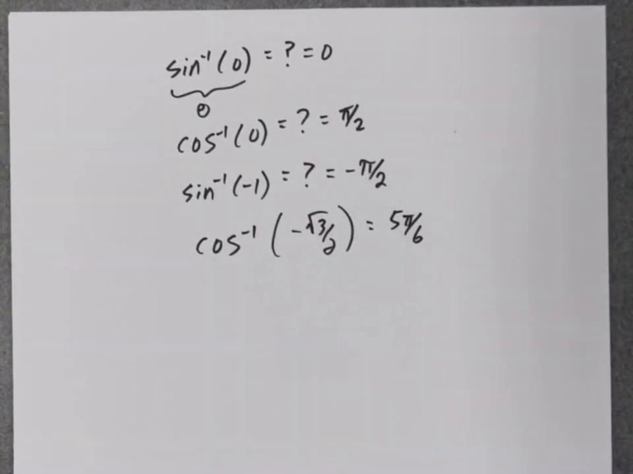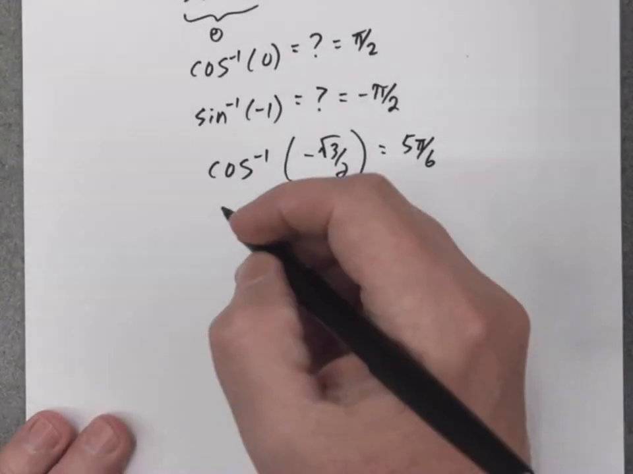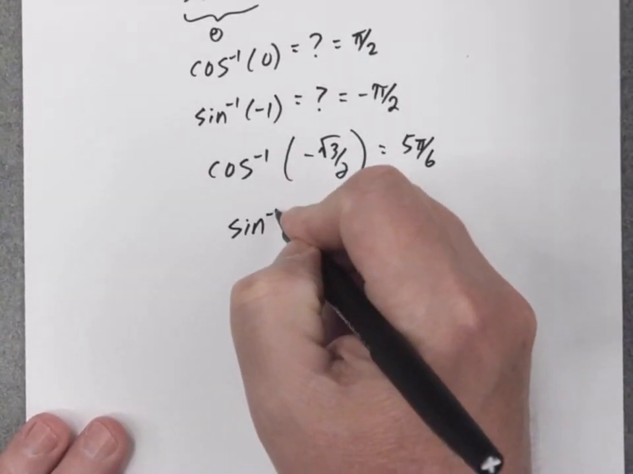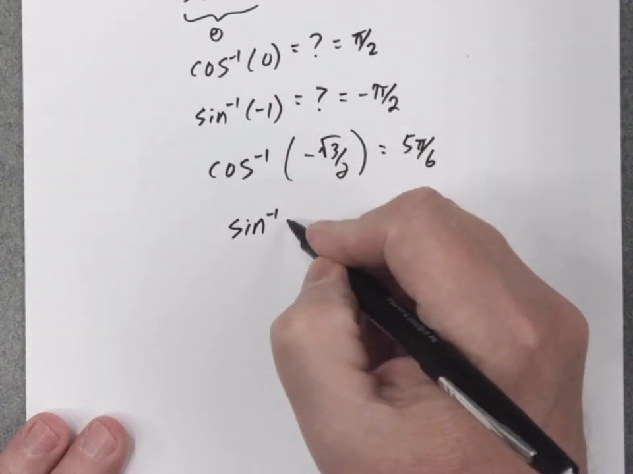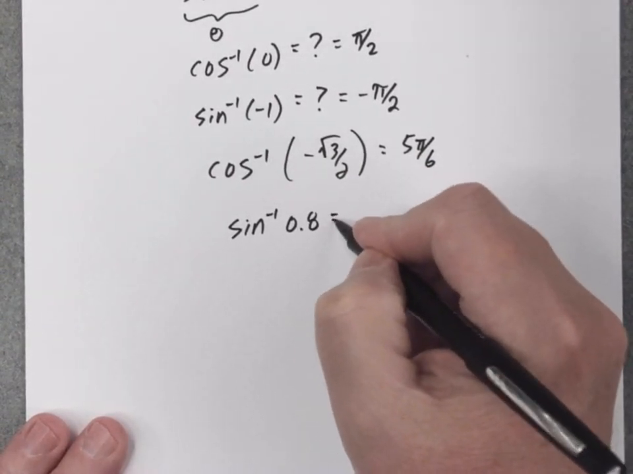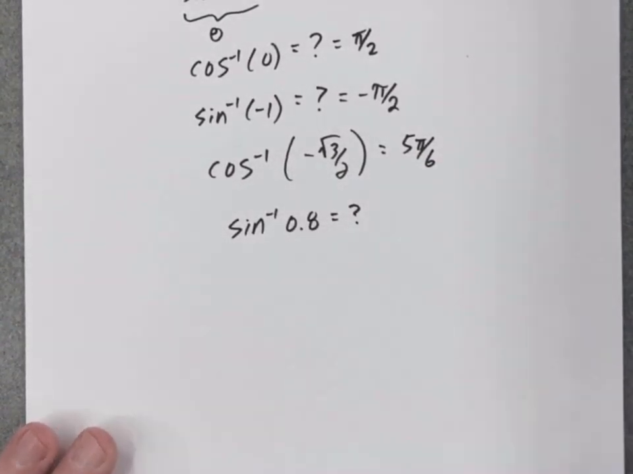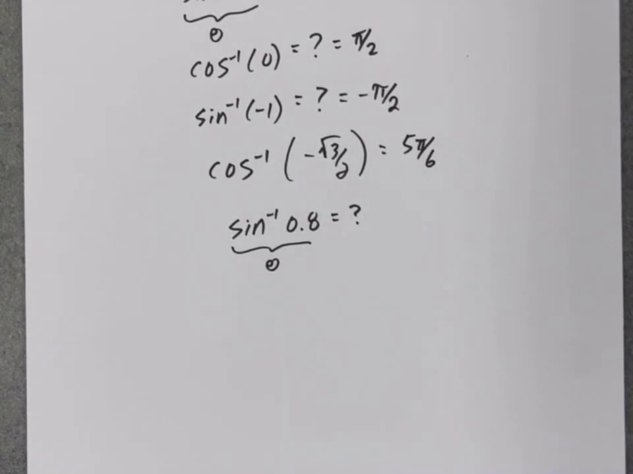Now there are going to be some problems where we are asked to find inverse trig functions of non-special angles. For instance, the first one I see here, once again, is going to be an angle. I'm looking for the angle where the sine is 0.8. Well, that's not a special angle, but this actually is a pretty easy problem.